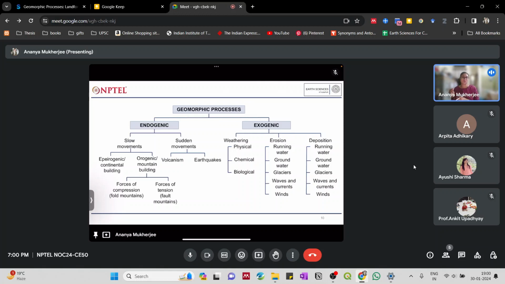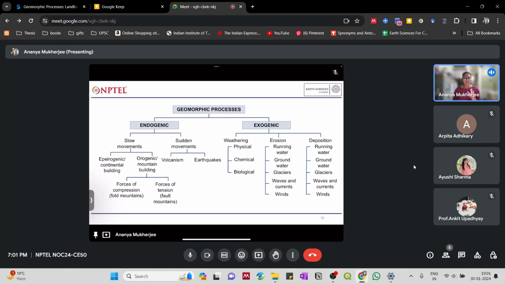So you can have slow movements and sudden movements. Slow movements are mountain building or continental building processes. As I said, a few centimeters increase in height every year is all that is happening. But you also have sudden movements, as I said, earthquakes and volcanism. That is the sudden movement of plates against each other, towards each other, or away from each other. If they happen suddenly, then you have volcanism and earthquakes. So these are also processes which make geomorphic changes on the Earth's surface.